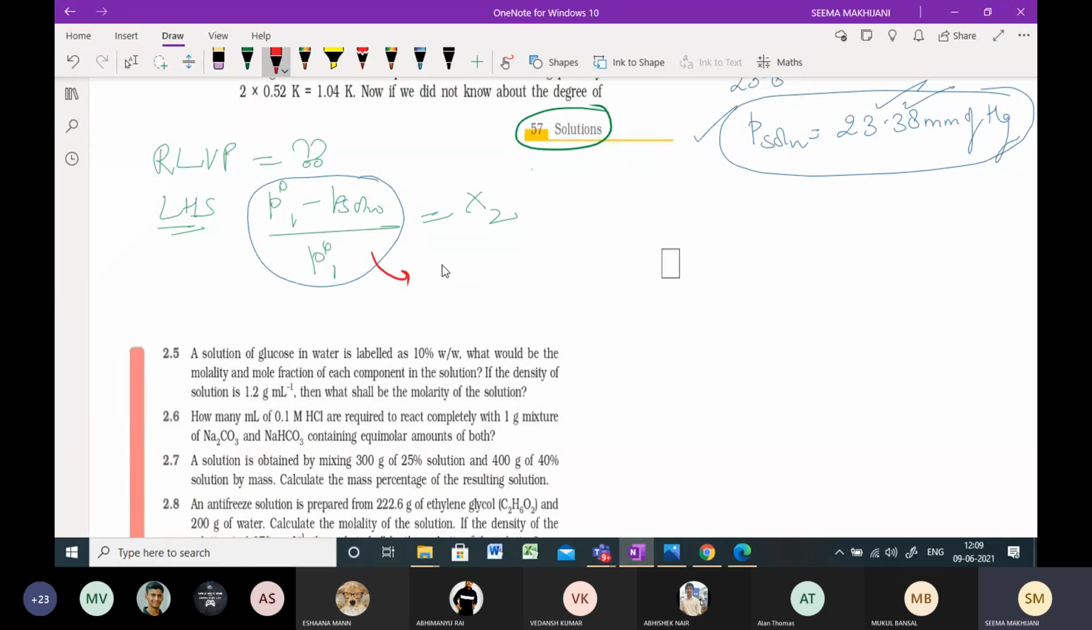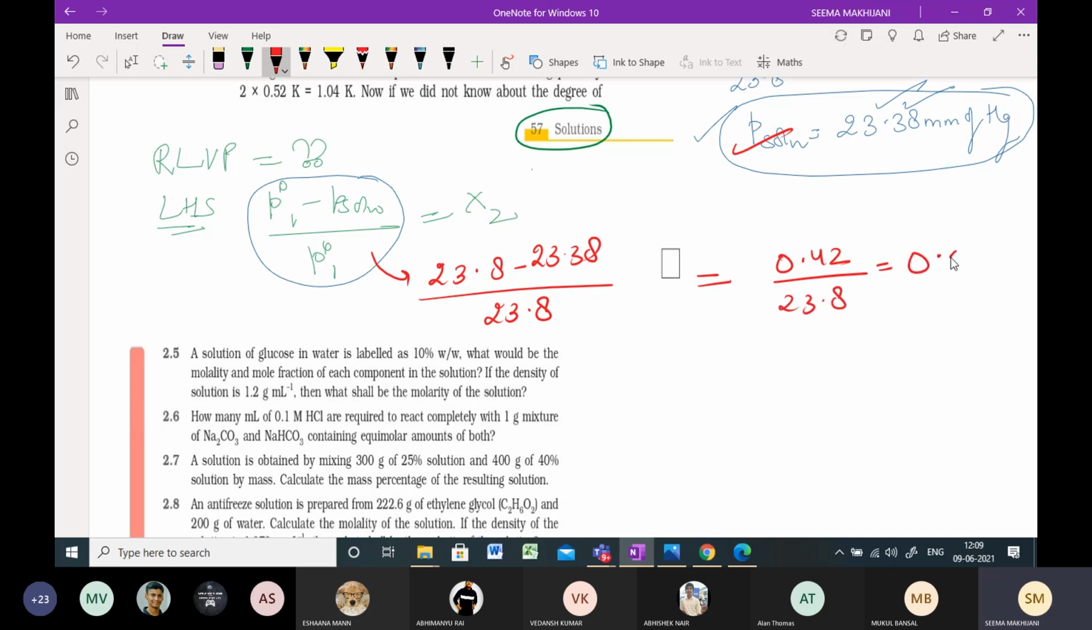So your values become, the question had the values as 23 point, how much was the value given for pure water? 23.8 minus this value 23.38, divided by 23.8. This value is your answer for the second part. Substituting these values, it comes out to be 0.42 in the numerator divided by 23.8 in the denominator, and this value is 0.0176. That is your answer for this numerical.